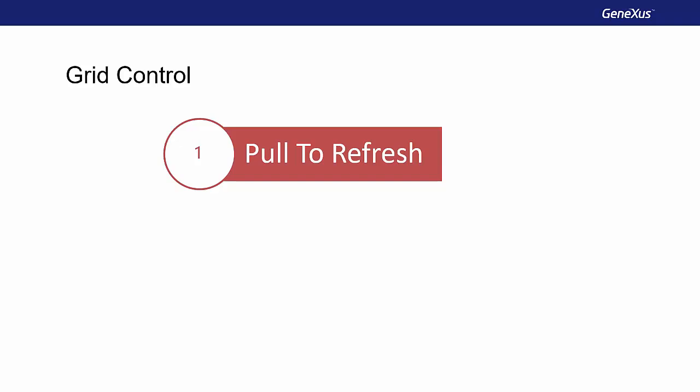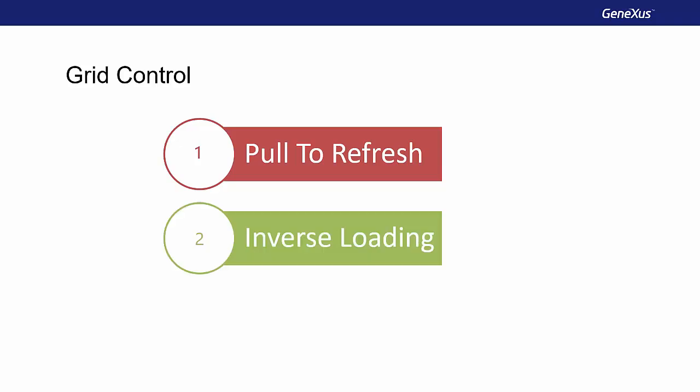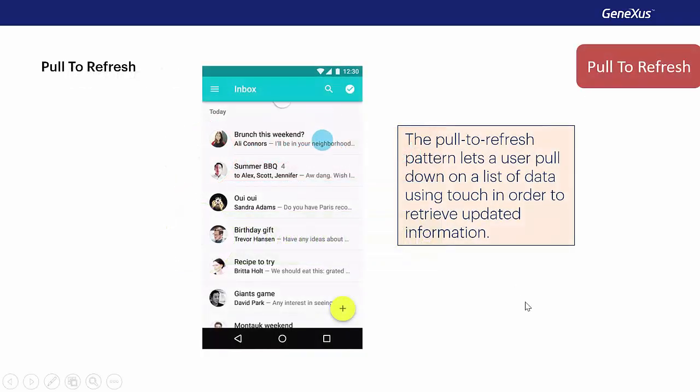In this video, we're going to talk about two grid properties which are very useful when building applications for smart devices: pull to refresh and inverse loading. Let's look at this feature, which is already a design pattern in most mobile applications and that every user is familiar with. It's the pull to refresh property.